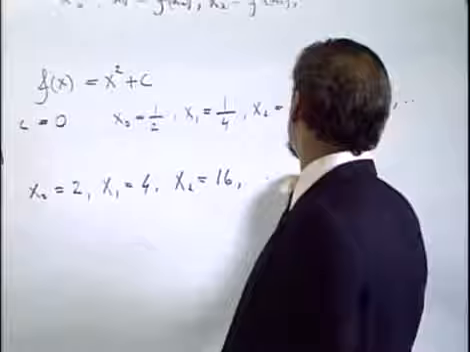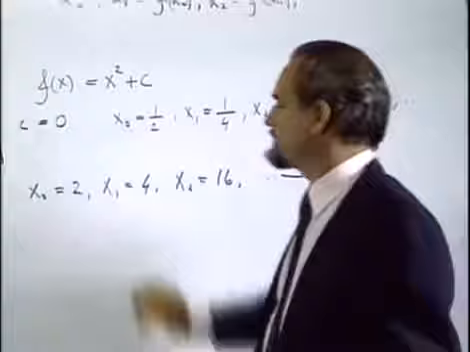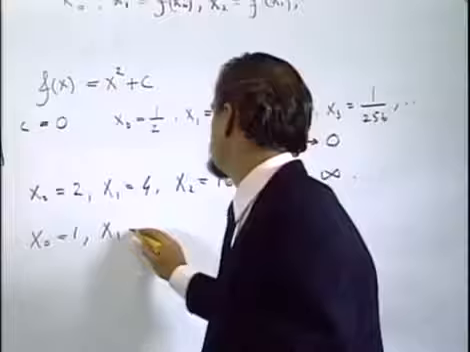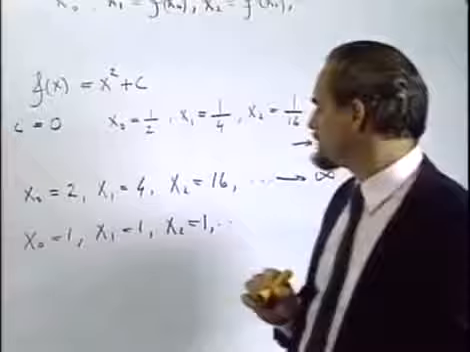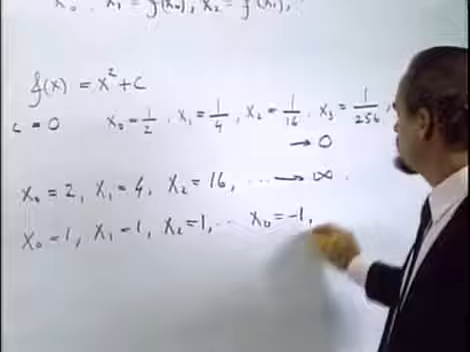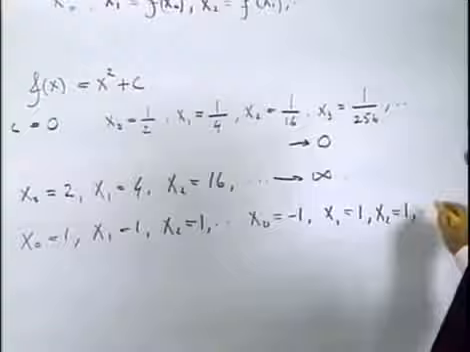These aren't the only two possibilities. If you started with x0 equals 1, then x1 is equal to 1, x2 is equal to 1. The sequence is just constantly 1. 1 is a fixed point of the transformation f of x equals x squared. If you started with x0 equals minus 1, then x1 is equal to 1, x2 is equal to 1, and so forth. After one move, the sequence becomes constantly 1.